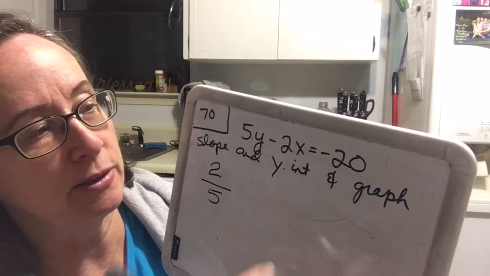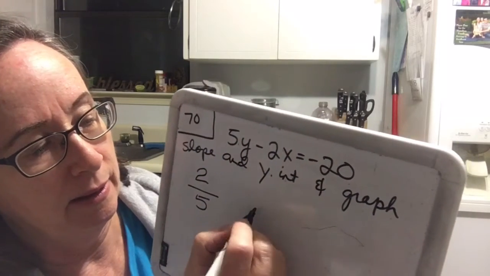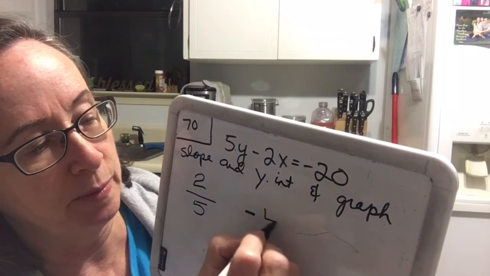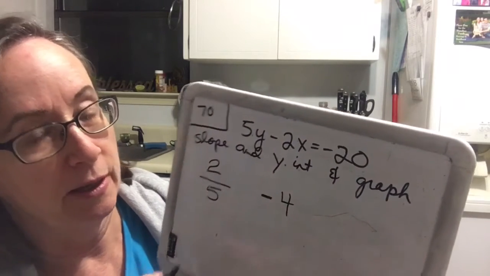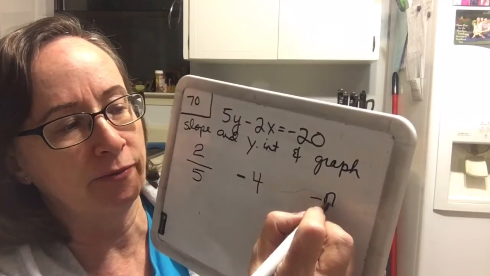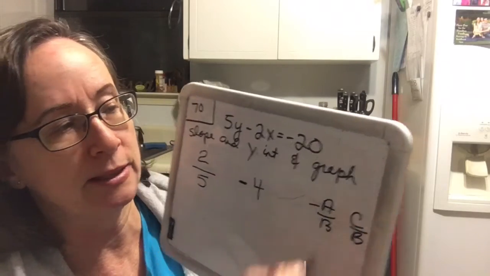And then the y-intercept would be C over B, which would be a negative 20 over 5, which would be negative 4. So that's what I did, just using the negative A over B for the slope and the C over B for the y-intercept.